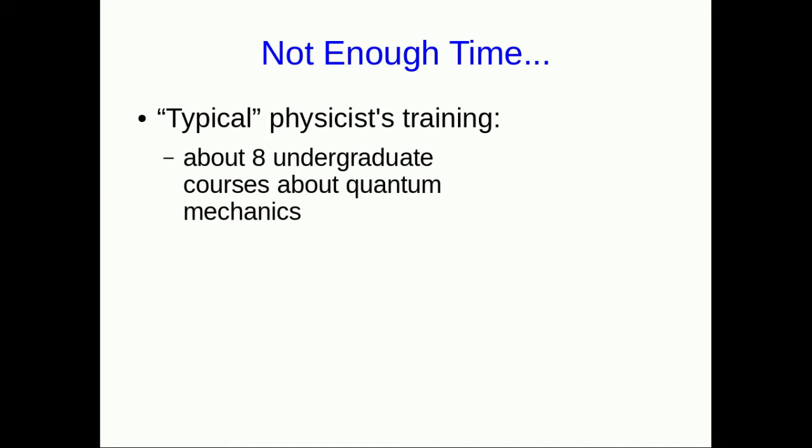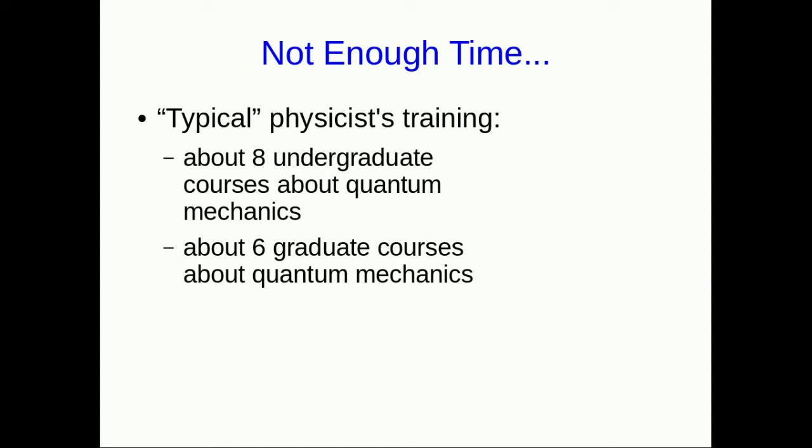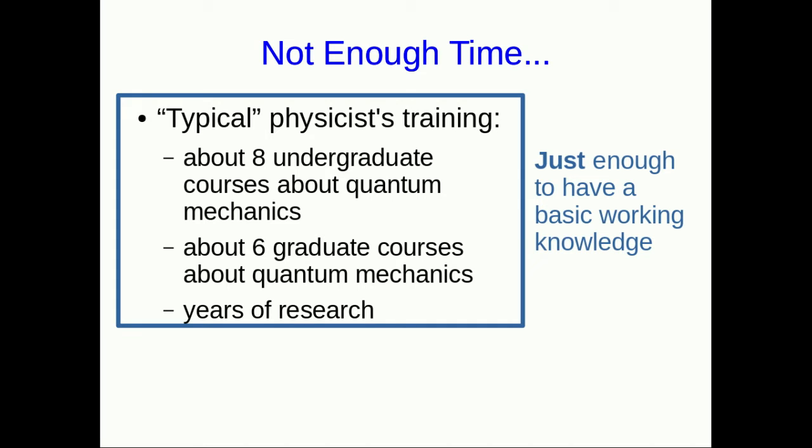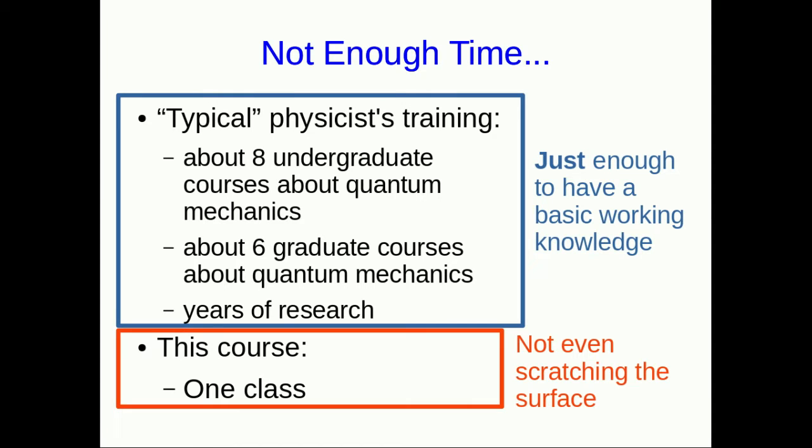I took, in my undergraduate, way back when dinosaurs walked the Earth, about 8 courses, which were in one way or another about quantum mechanics. And then another 6 as a graduate student, and then considerable amounts of my research are more or less about quantum mechanics, and I would say all of that adds up to just enough for me to have a basic working knowledge of quantum physics. And in this course, we're going to spend one class on quantum physics, which is nuts.